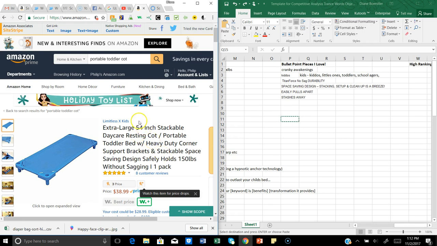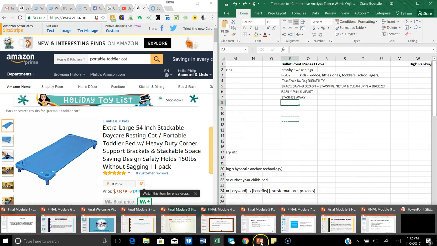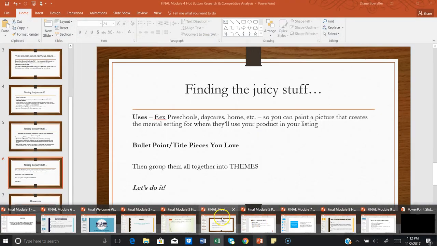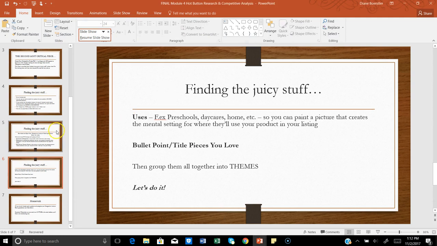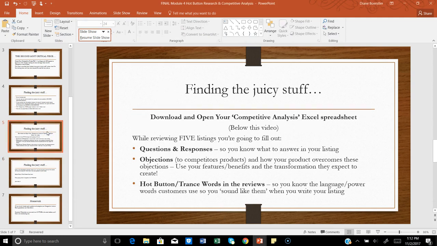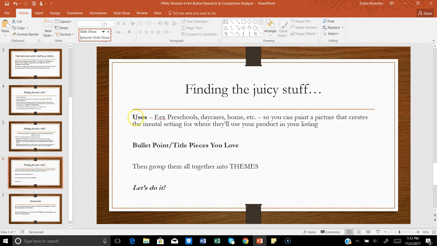So let's see here. That is pretty much it. So what you're going to want to do, give me a second here. I'm going to go back to, I think we're here. So just as a review, you're going to find the questions and responses so you know what to answer in your listing. You're going to find the objections. You're going to find the hot button and trance words in the reviews. You're going to find the uses, right? You're going to find the bullet point.